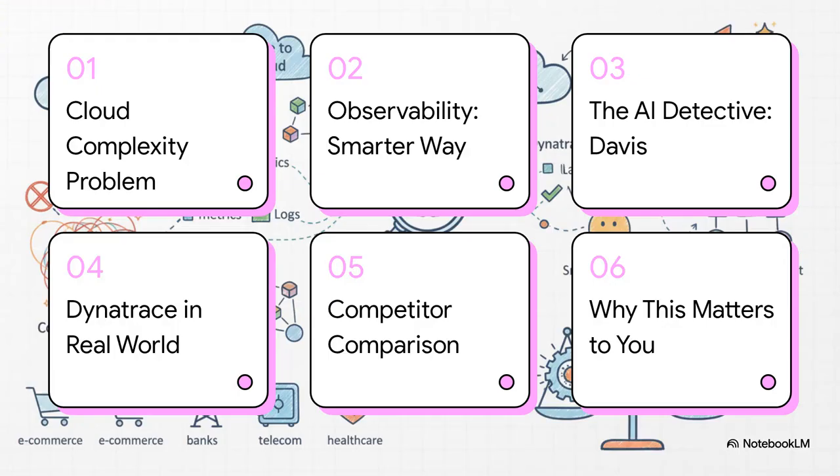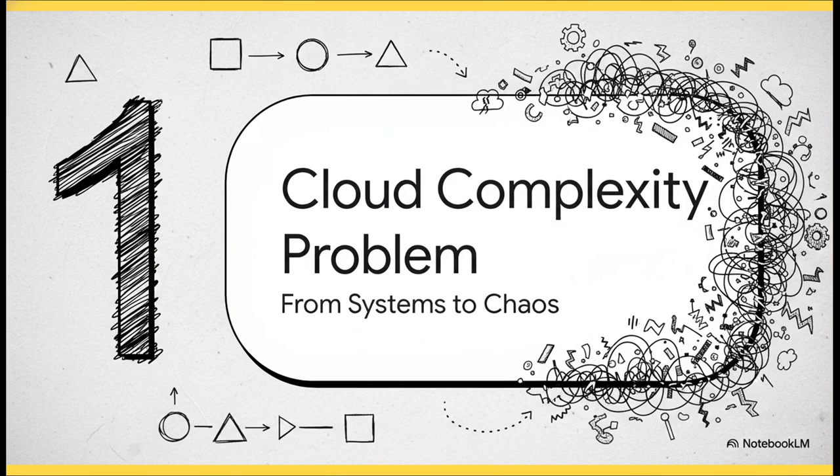So, here's our game plan. We'll start with why things are so complex in the cloud, then talk about a smarter way to see what's going on. That's observability. We'll meet the AI detective called Davis, see how Dynatrace works in the real world, stack it up against the competition, and wrap up with why any of this should matter to you. Okay, let's kick things off with Section 1, the cloud's complexity problem.